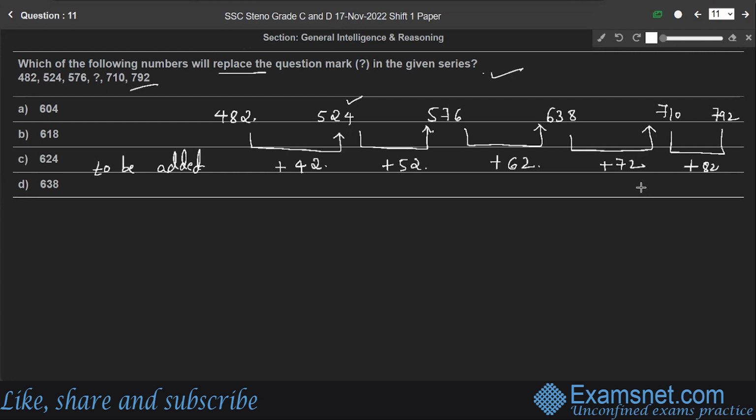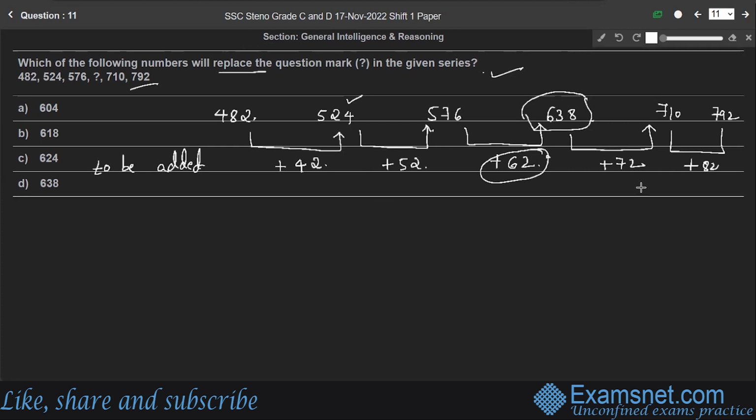Therefore, this condition is satisfied here. Therefore, the number to be added is 62 to get the next number, which is 638. Therefore, the fourth number is 638. Option D is the right answer.